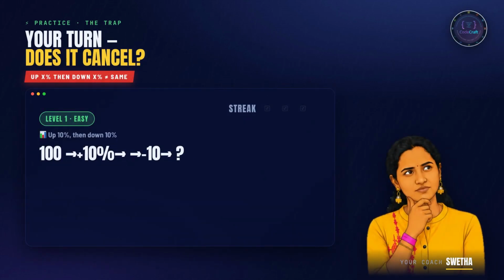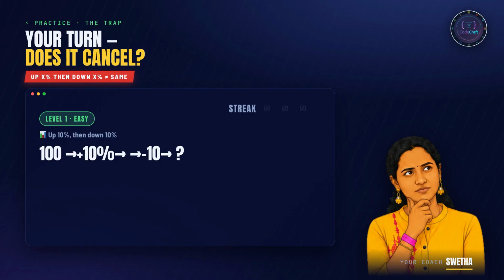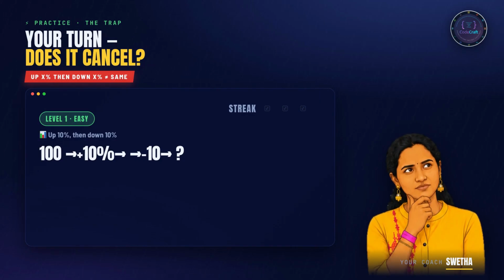Let's start gentle. A value goes up 10%, then down 10%. Does it come back to where it started? Start from 100 and follow it. Pause and try.